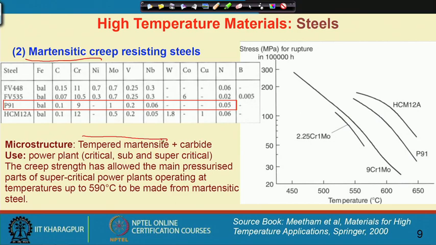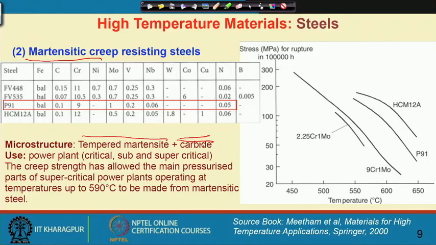The microstructure contains tempered martensite, which means that before application the martensite is tempered, and during the tempering operation we get some carbide precipitate. So, alloy addition should be done in such a way that we get a good, homogeneous distribution of very fine carbides, which are not at all soluble in the matrix even at a very high temperature. That is basically the purpose.